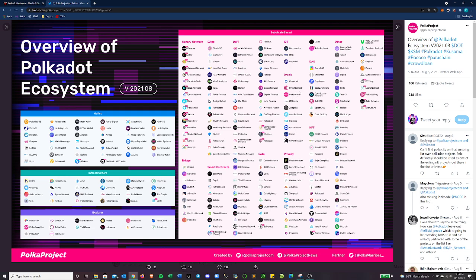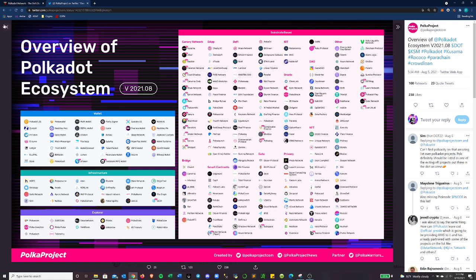Some big projects that are going to be involved are Chainlink, Balancer, Band Protocol, and SushiSwap's going to be involved on Polkadot. So just a lot of things going on, and hopefully with how big this is, you can get an idea of what's going on with Polkadot.